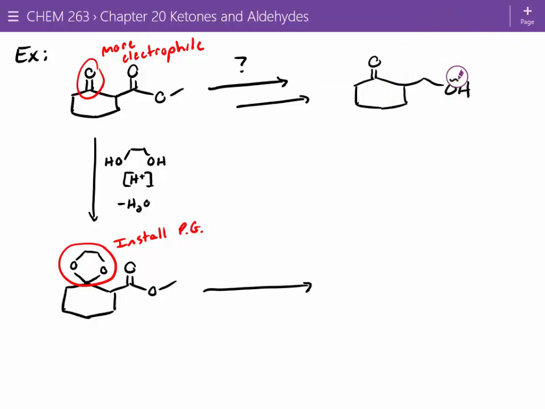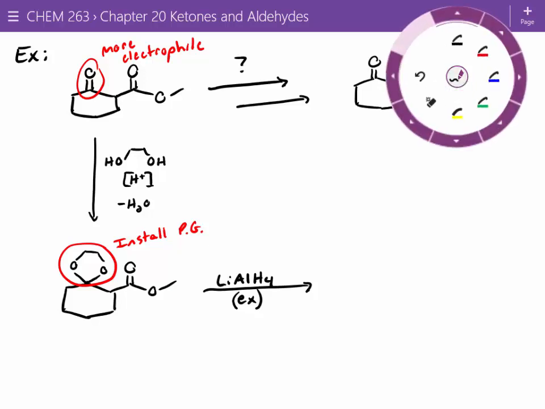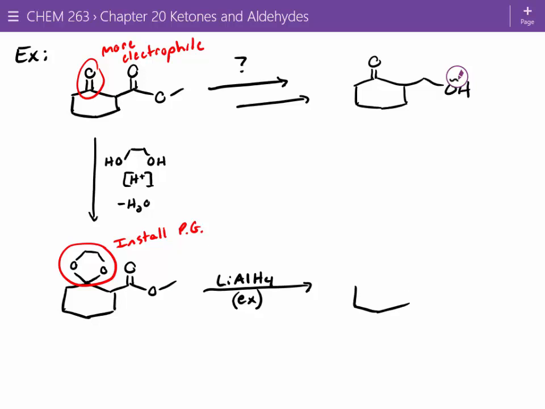All right, what do you guys think the next step in this synthesis should be? Now we turn that ester into the alcohol. Yeah, now we can turn the ester into the alcohol because the ketone is protected. It's no longer electrophilic. And what reagent did we say we need? You can write it as LAH or lithium aluminum hydride if you want to. And in this case, we need to be sure to use excess. That way we kick off that methoxy group as a leaving group. So this goes back to our chapter on alcohols.